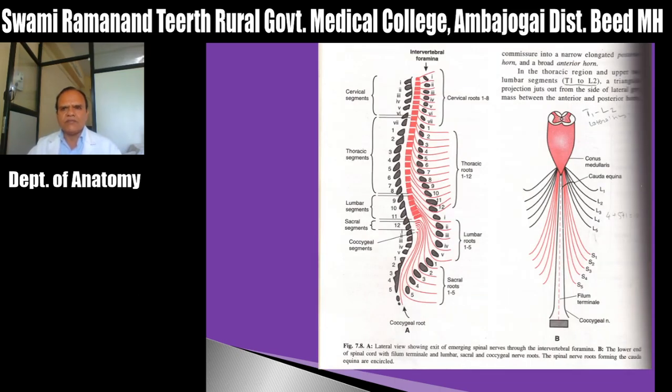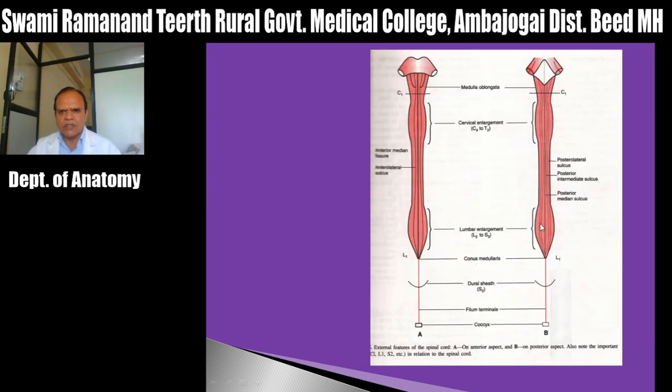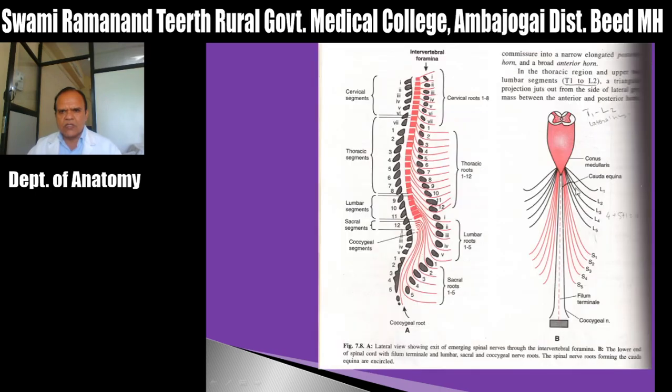the cauda equina. Now see the lower end of the spinal cord, as in the previous picture. This is a more or less conical portion, which ends at the level of L1, and that conical portion is called the conus medullaris. From here the spinal cord ends, and then these various nerves emerge and go to the subsequent intervertebral foramen.